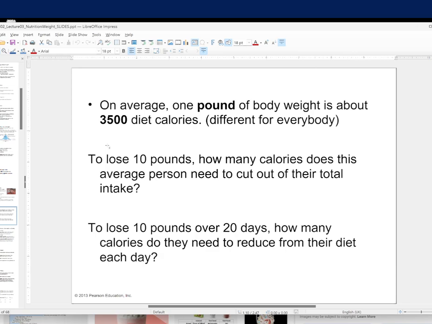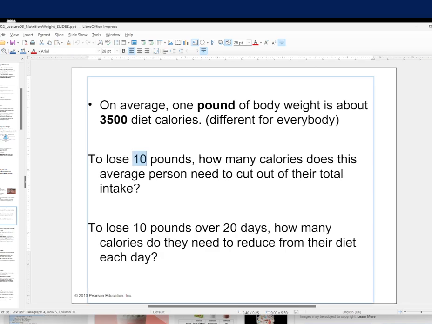So I said 3,500 calories is an average pound of body weight to lose. And again, if you're depending on yourself, your numbers will be completely different. Anyway, if you want to lose 10 pounds, here's some math now. If you want to lose 10 pounds, how many calories should you remove from the year? Because you're not going to lose 10 pounds in one day. That's impossible nutritionally. So let's say you want to lose 10 pounds in 1 year. How many calories should you eat less of in that year total?